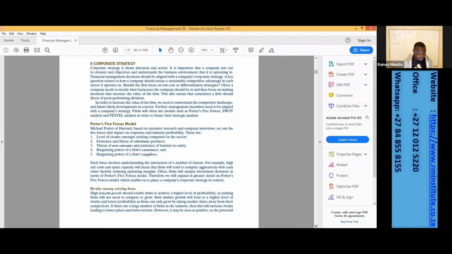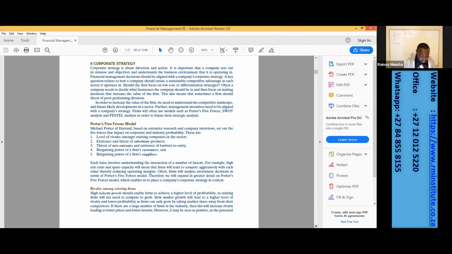But if the level of rivalry is low, the company is also expected to have higher profitability, because they are now able to have control over the pricing of the goods and services as well. So you must make sure that you are able to explain that in case they bring it, although I've never seen this question being asked in the exam itself.